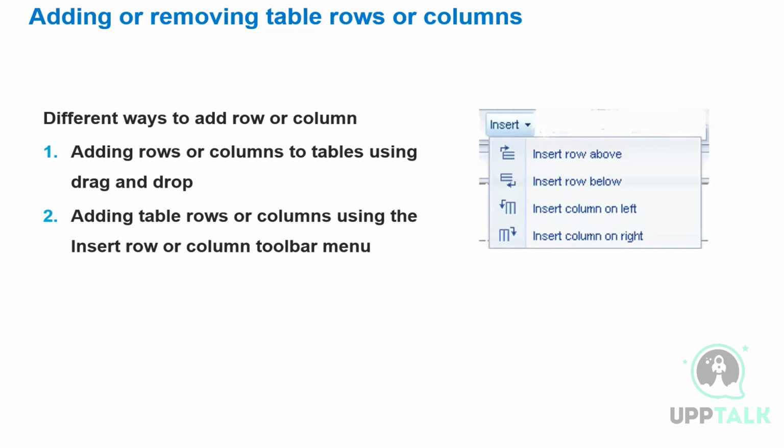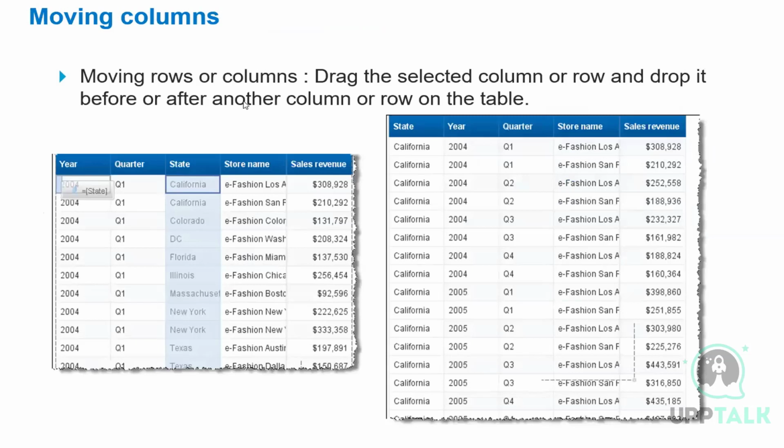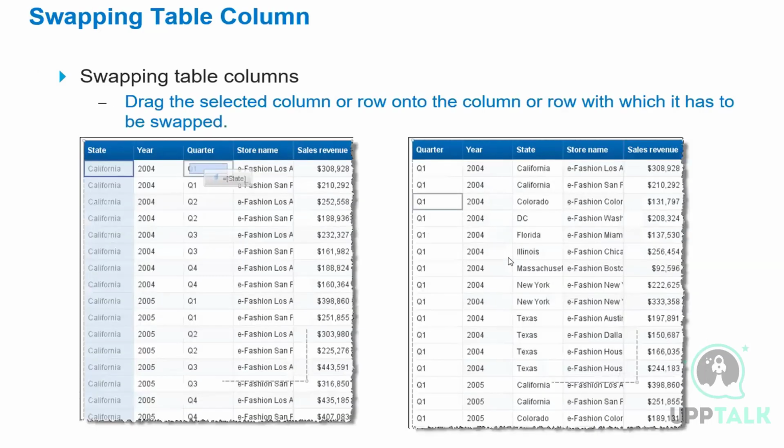Moving rows or columns. If you see here, year, quarter, state, store name, sales revenue is there. If you want to swap year with state and see state first and year in the second position, what we can do is drag the state object from here and put it before year, so that state will appear before year, quarter, store name, sales revenue. So that moving is possible.